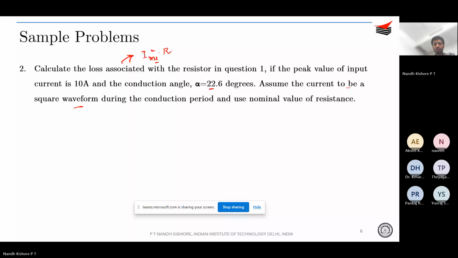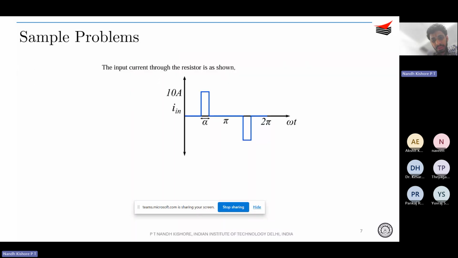Simple, right? So the current is given as 10 ampere. So you know that during the conduction period, that is during this 22.6 degrees, the current will be 10, right? So during the positive cycle, it will be positive. During the negative cycle, it's going to be negative. So plus 10, minus 10, plus 10, minus 10. And it happens only for alpha period. Okay. So what is the RMS value of this particular waveform?